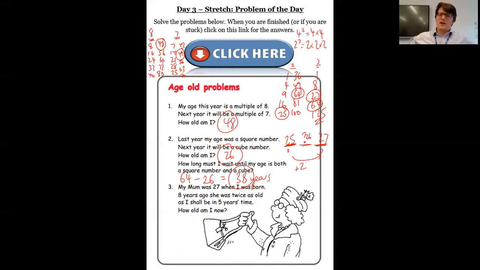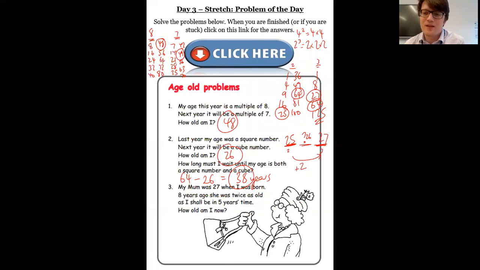Now, this last problem has lots of parts and lots to think about. So my mum was 27 when I was born. 8 years ago, she was twice as old as I shall be in 5 years' time. How old am I now?